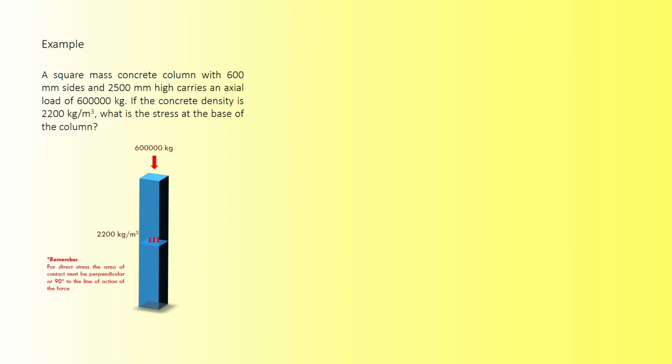Here I put a note again to remind you that the area you consider must be 90 degrees to the line of action of the force. The applied load is 600,000 kg multiplied by 10. I use 10 for the acceleration due to gravity, the gravitational pull. Multiplied by 10, you get this amount of applied load in Newton.